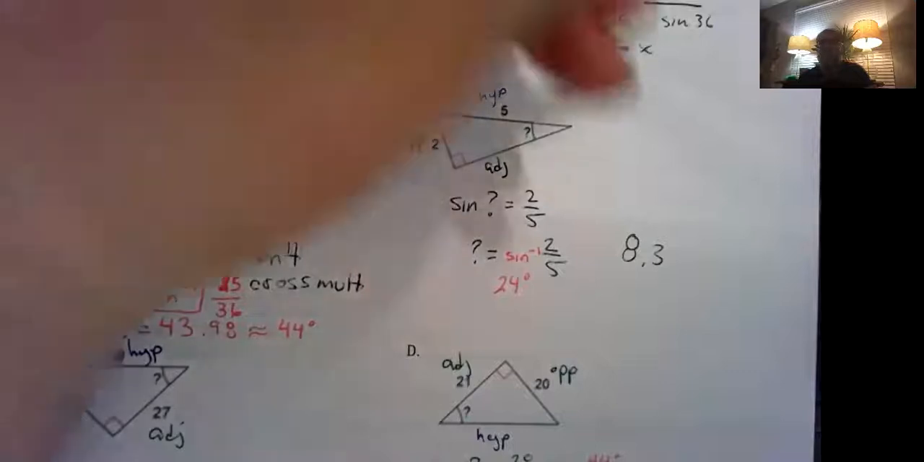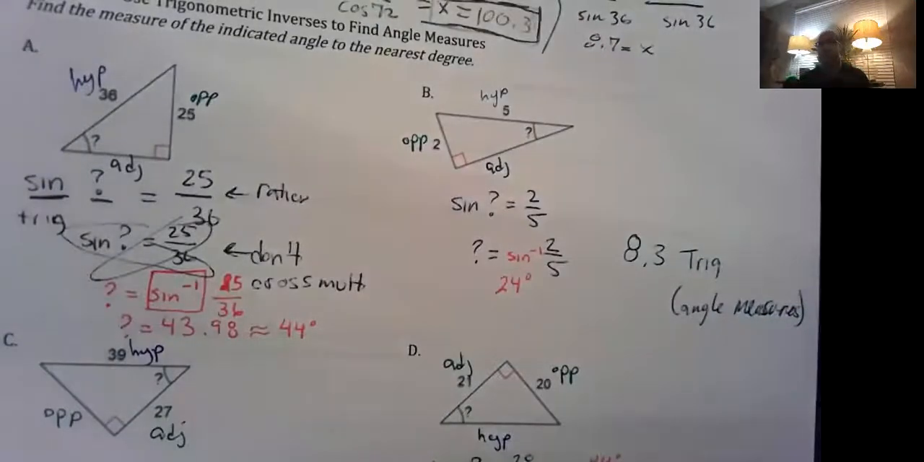All right, so here is your assignment here. Again, continue to work on the 8-3 trig side lengths as necessary, but the same assignment, but now it's just for angle measures here. Okay, it's the same assignment, but now it's for angle measures.